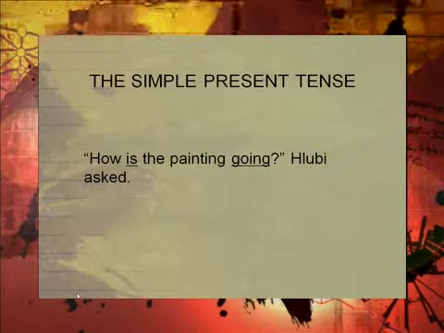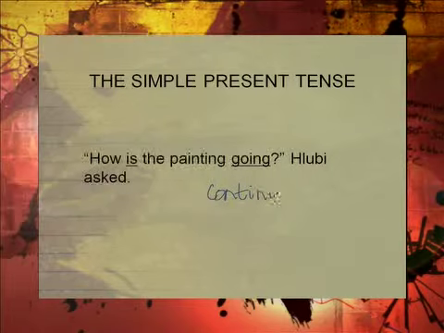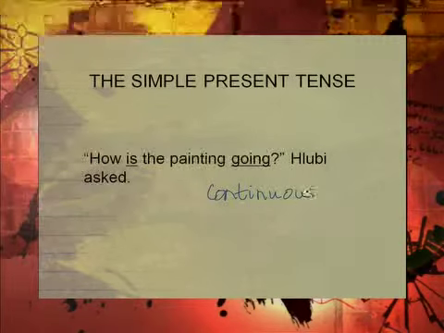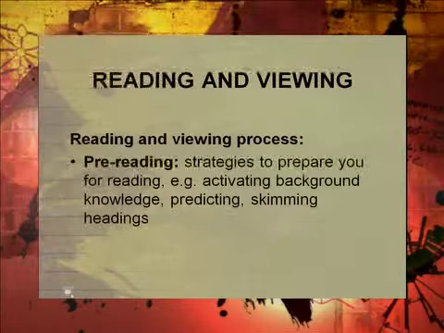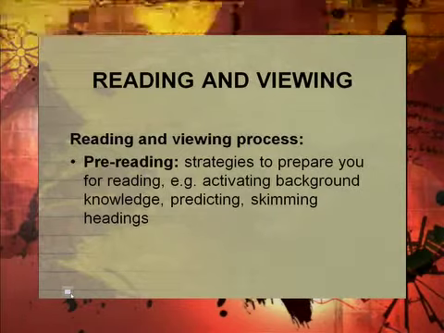Look at this. How is the painting going? This is simple present, but we call it continuous or progressive because you've got that ing at the end of it. So we focused in this segment on the importance of tenses in your reading, and we've looked at the purpose of the simple present and briefly at the present continuous.